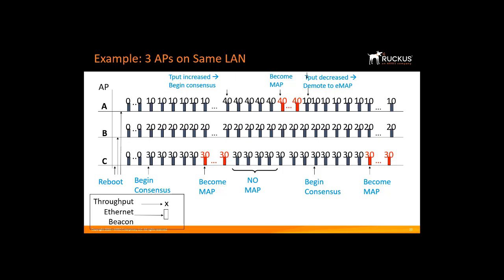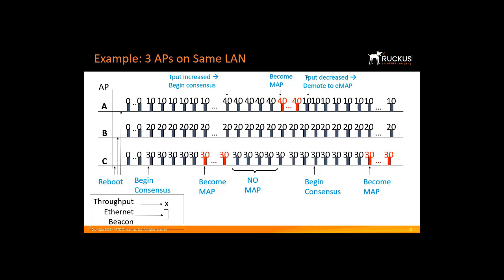Let's review the consensus protocol in more detail. Here we see that APs A, B, and C reboot at the same time. Access points A, B, and C are re-evaluating the link to the root AP. Access point C reports the highest path quality of 30. After a period of 5 seconds, access point C sets its MAP bit.